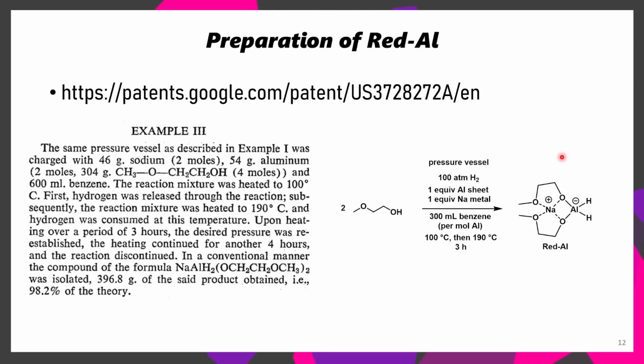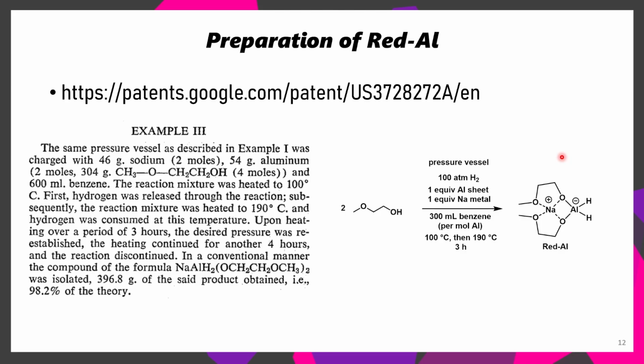Now, Red-Al can be prepared through a wide variety of different means, but the most simple conditions are to treat aluminum metal with sodium metal in the presence of monoglyme and in a pressure vessel with 100 atmospheres of hydrogen gas. The solution's heated at 100 degrees Celsius and then 190 degrees Celsius for 3 hours in benzene or a related solvent. You can also prepare the aluminum alkoxides first and then mix this with sodium and such, but this is the most practical method that I could find overall.